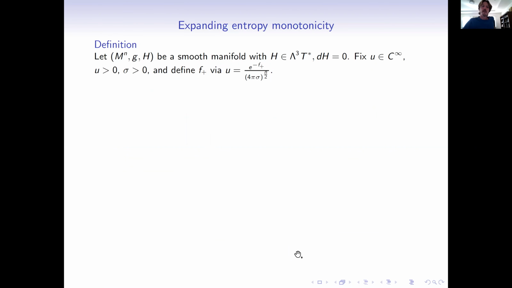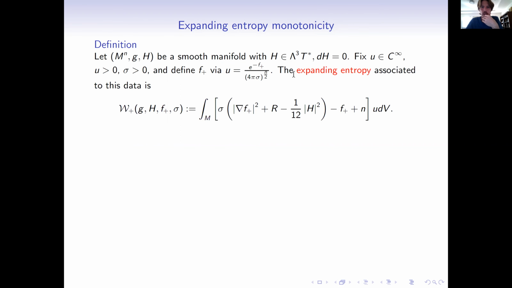So let me define this so-called expander entropy. Again, we have our usual data G and H, and now I fix a density U and a positive number sigma, and then I define F plus as follows. So F plus is implicitly defined by this relation. So U is now e to the minus F plus divided by 4 pi sigma to the n/2. And the form of this is kind of suggested by heat kernel asymptotics, as we'll see. But then you can define an expanding entropy associated to this data.